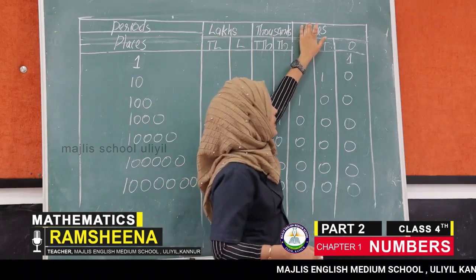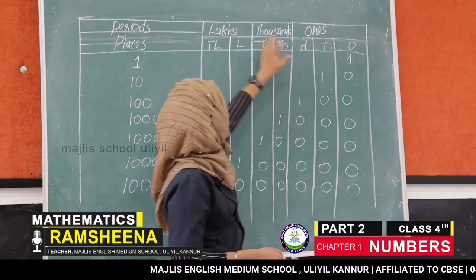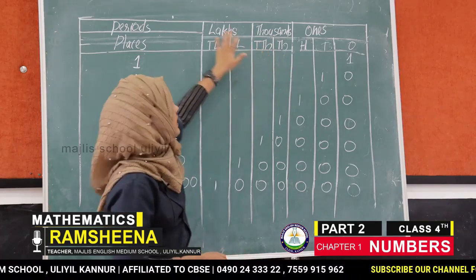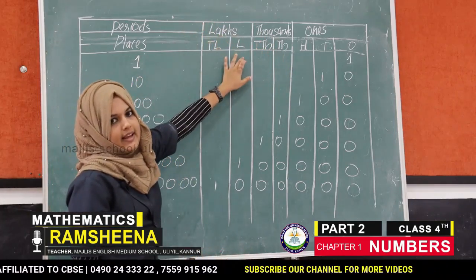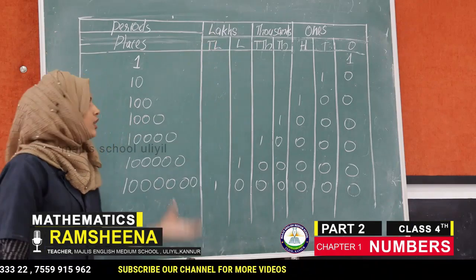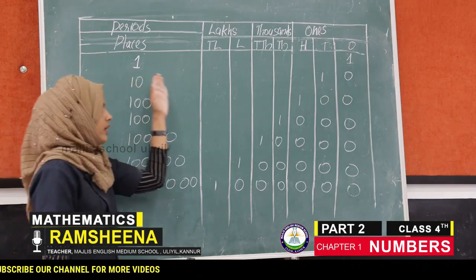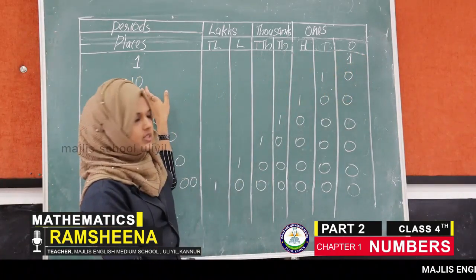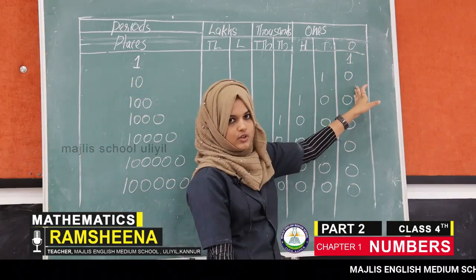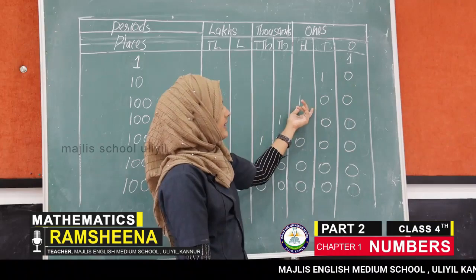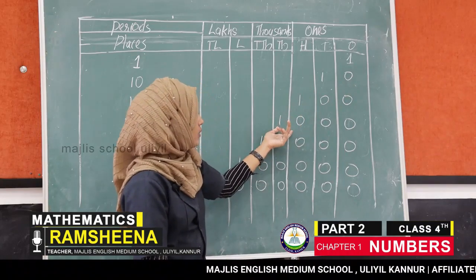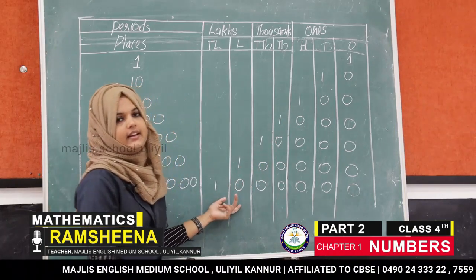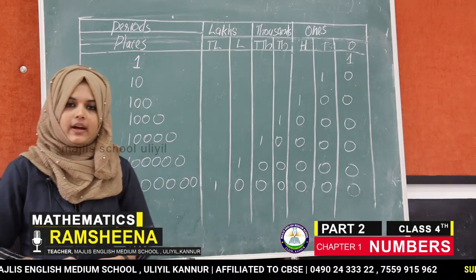In the ones period: ones, tens and hundreds. Then the thousands period: thousands and 10,000. Then the lakhs period: lakh and 10 lakh. Then look at these numbers. First one, 1, is only one digit, ones. Then the second number, 10, is a two digit number, 1 0, tens. Then the next one is a 3 digit number, 100. Then 1000, 10,000, lakh and 10 lakh. This is the Indian place value chart.